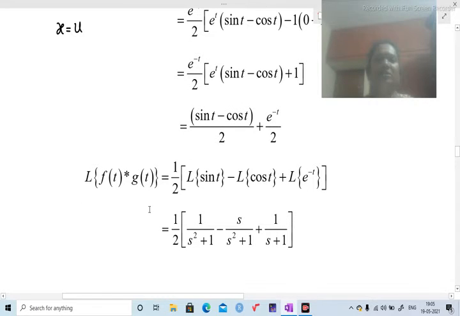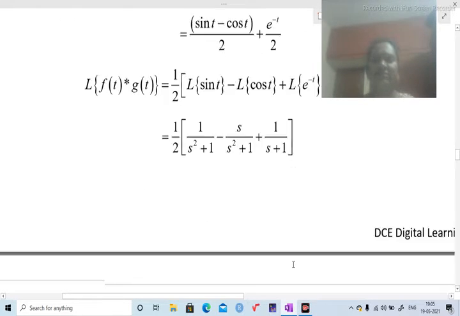Now I am going to apply Laplace transform on both sides. That is L of f of t star g of t equal to 1 by 2 into 1 by 2. Why am I taking it common? Because this term contains 1 by 2, this term also contains 1 by 2. L of sin t minus L of cos t plus L of e power minus t. L of sin t is 1 by s square plus 1 minus as it is. L of cos t is s by s square plus 1. L of e power minus t is 1 by s plus 1.